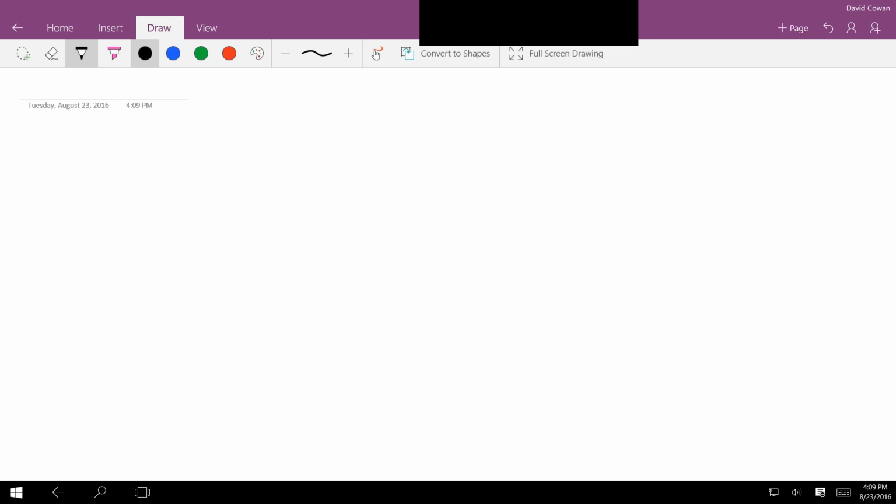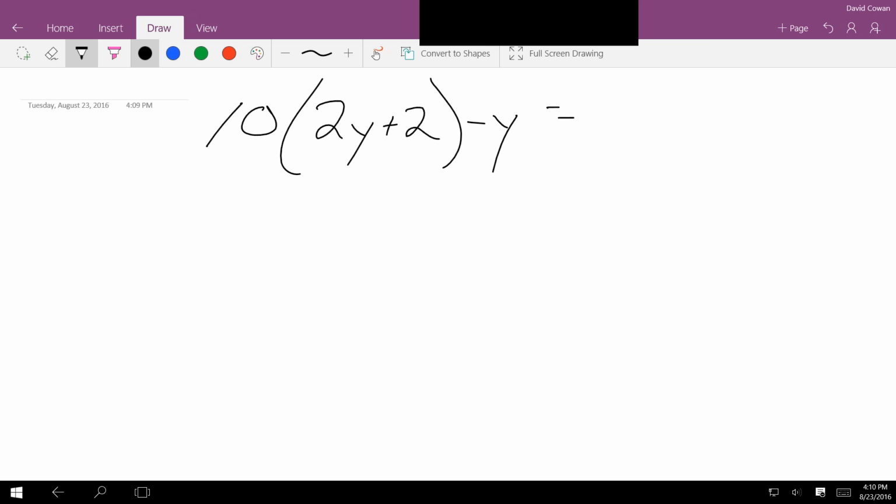Number 4. 10, and then in parentheses, 2y plus 2, then minus y outside of parentheses, equals 2. Hold it. Minus y like that? Yeah. And then equals 2, and then in parentheses, 8y minus 8. First thing to do?